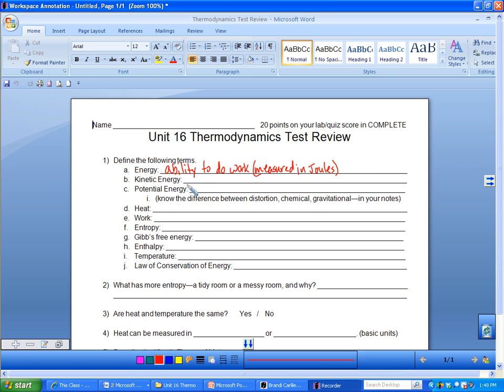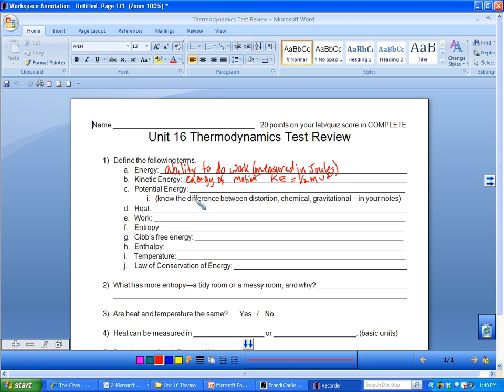Okay, kinetic energy is the energy of motion. The equation is KE equals 1/2 the mass times the velocity squared. Potential energy has several forms.